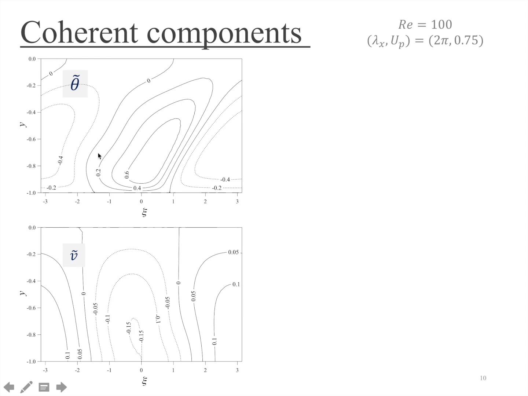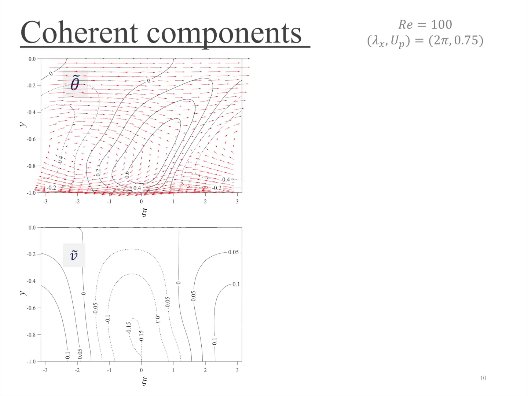Shown here is a contour plot of the wall normal velocity and temperature, that is V tilde and theta tilde, for the bottom half of the channel, for the reference case of lambda x, U_p equal to 2 pi and 0.75. As you can see, psi equal to 0 corresponds to the location where the wall suction is maximum. Now, in order to explain the theta tilde contour, that is the temperature contour, we have plotted the phase average velocity on top of the theta tilde contour.